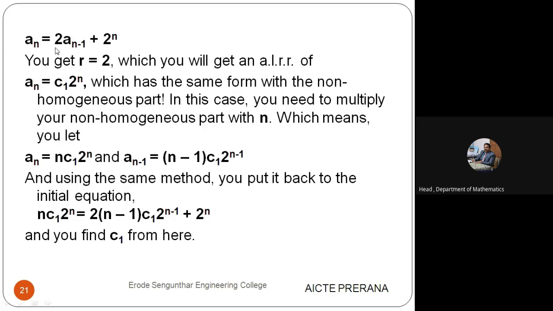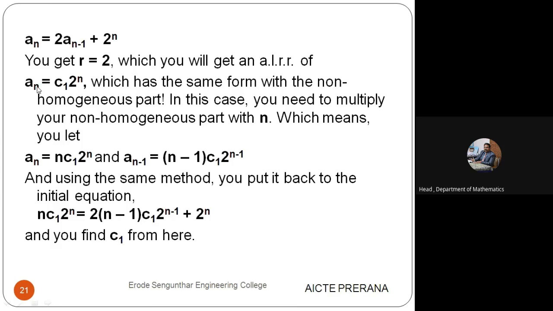Here we see the type of problem, that is a_n equal to 2a_(n-1) plus 2 power n. In this recurrence relation, first we find the solution for the associated homogeneous recurrence relation, that is a_n equal to 2a_(n-1), that is a_n minus 2a_(n-1) equal to 0. The characteristic equation for this recurrence relation is r minus 2 equal to 0. We get r equal to 2.